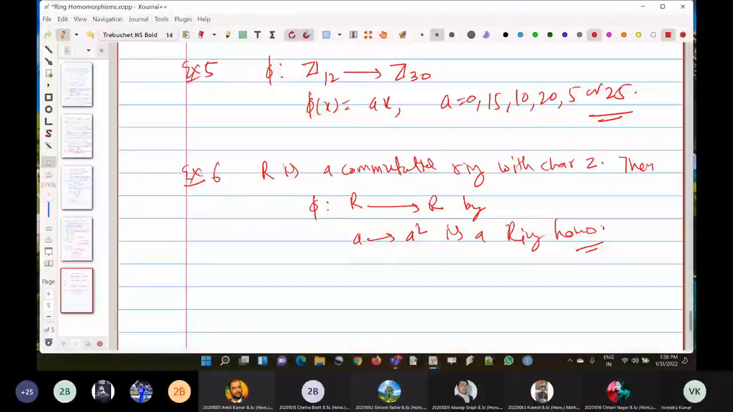So other examples are there, examples number 7, 8, and 9. You can read them. If you have any problem, we can discuss in the class.